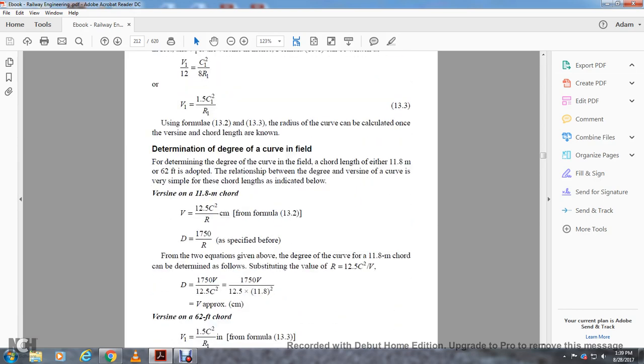Determining the degree of the curve in the field. To determine the degree of the curve in the field, a chord length of either 30.5 meters or 62 feet is used to adopt the relationship between the degree of the curve and the versine. This is very simple, but the chord length is indicated below. The versine on a 30.5 meter or 62 foot chord is adopted.